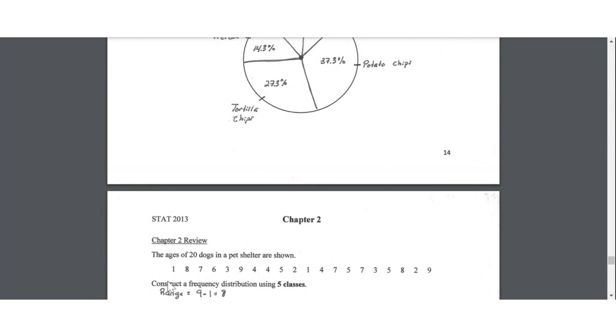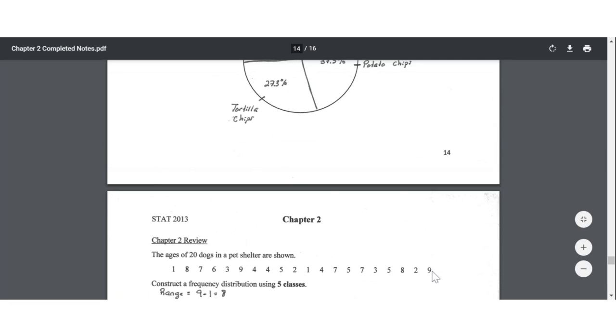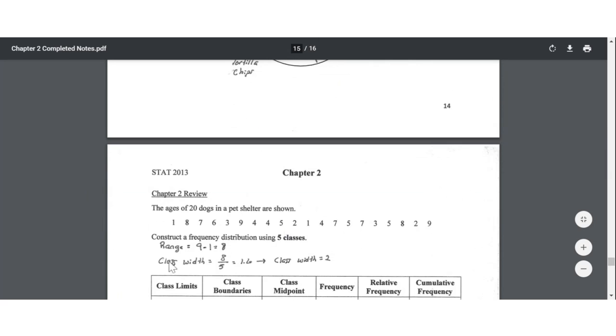So, the first thing we want to do is determine the class width. So, we take the range. We want to find that first. The range is equal to the highest number minus the lowest number. And here the highest number is 9 and the lowest number is 1. So our range will be 8. So then our class width is equal to the range over the number of classes. So that's 8 over 5, which is equal to 1.6. And remember that if class width is a decimal, we always round up to the next whole number. So the class width would be 2.